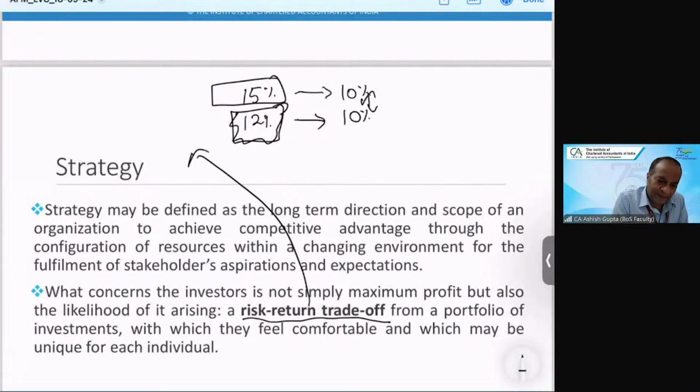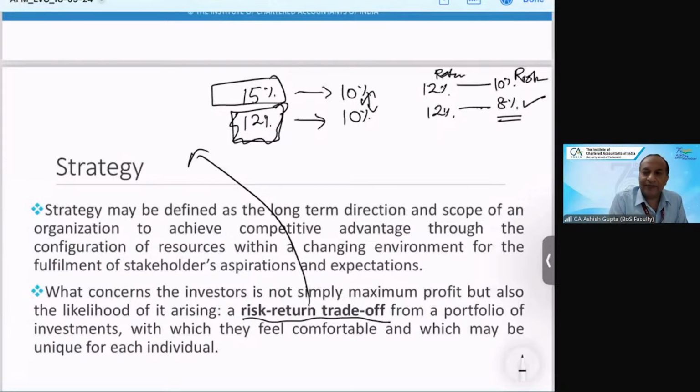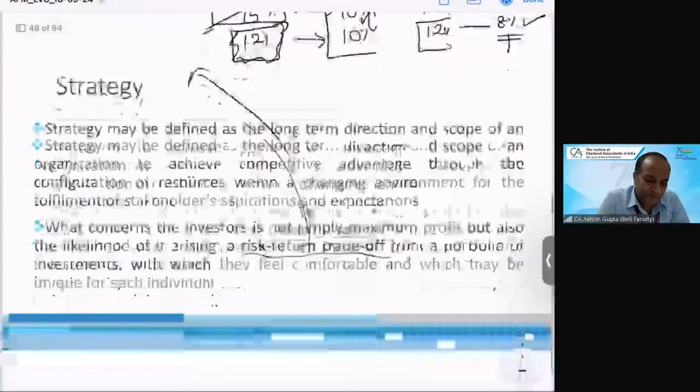Similarly, suppose return in both projects is 12%, and risk in one project is 10% and in the other it is 8%. Now I will say for which project I should go. I will go for the one with same return and lesser risk, or same risk and higher return. So this is called the risk return trade-off. This trade-off is very important because we have to see how we can deal with it.